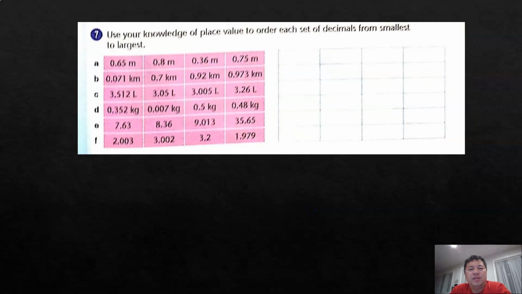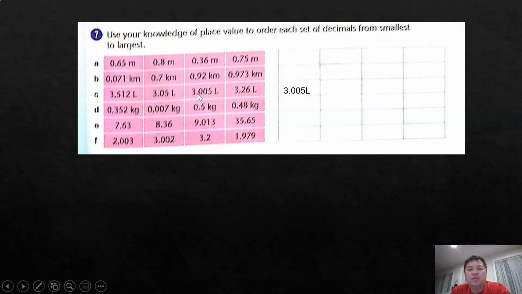Let's move on. Next one, you're required to reorder the decimals from the smallest to the largest. I'm using C as an example. So from here, as you can see, the smallest is this one because you have nothing here at the tenth and the hundredth.